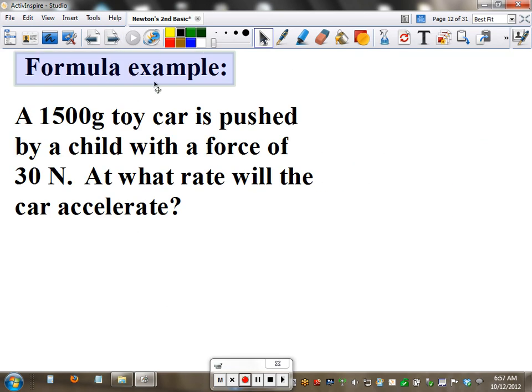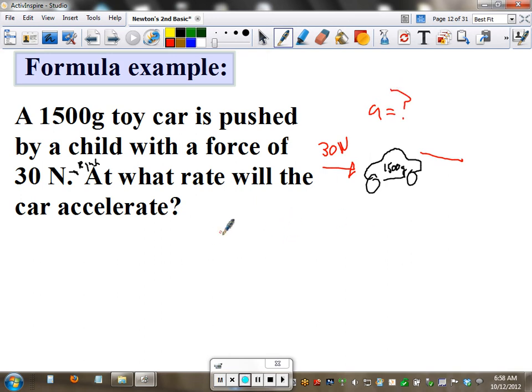Alright, last one. Formula example. A 1,500-gram toy car is pushed by a child with a force of 30 newtons, and we'll just call this to the right. At what rate will the car accelerate? Do not copy the words in your notes. Write formula example and draw the picture I'm going to give you. So here's a car. We know it's 1,500 grams, and it's feeling a force to the right of 30 newtons. That's your question: acceleration equals?